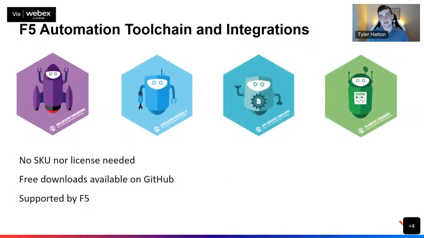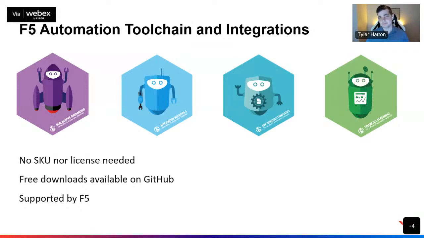To kick things off, what we thought we would first talk about is this thing called the F5 automation toolchain and its different integrations that exist out there. As we talk about this integration with HashiCorp Vault in a couple minutes, a key component in the way that Vault interacts with our F5 Big IP is through this F5 automation toolchain.